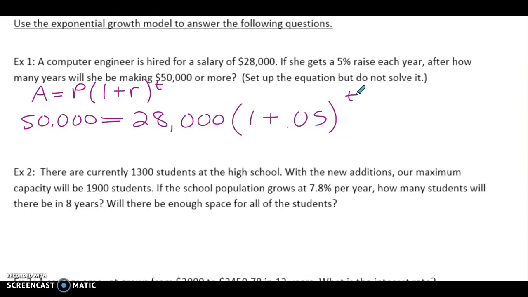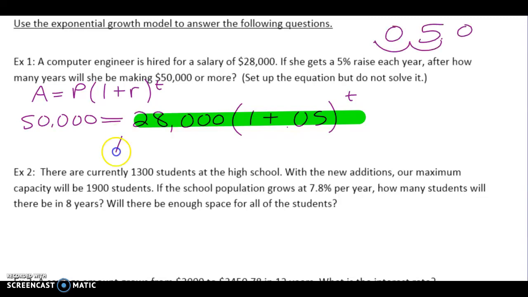Technically, we don't know how to solve this yet. We'll learn how to solve this with something called a logarithm in about a week. But for now, what I want you to do is check and guess. I want to see who can get really close to t. So plug in like a 10 and see how close you can get to $50,000. This is also a good strategy for the EOC. If you don't know how to solve it, try to start plugging in answers and get close to what the possible answer is.